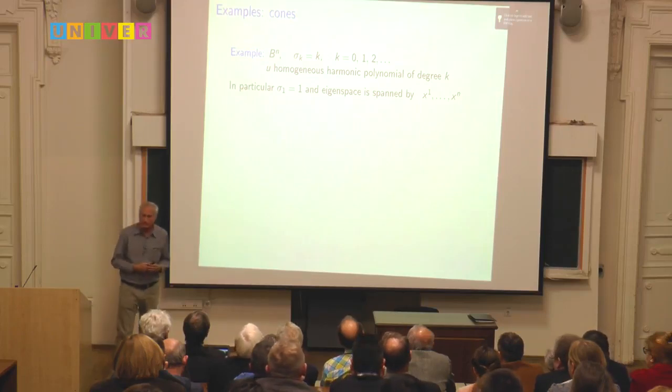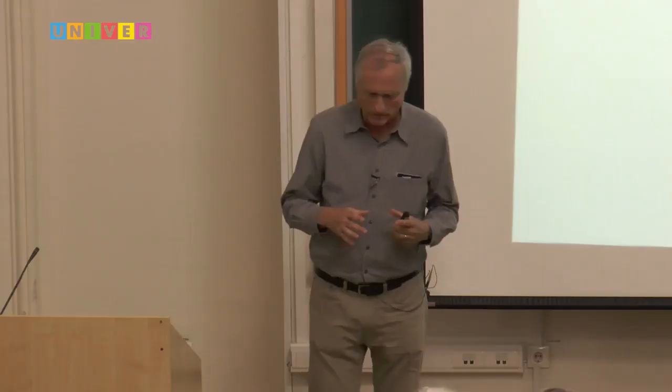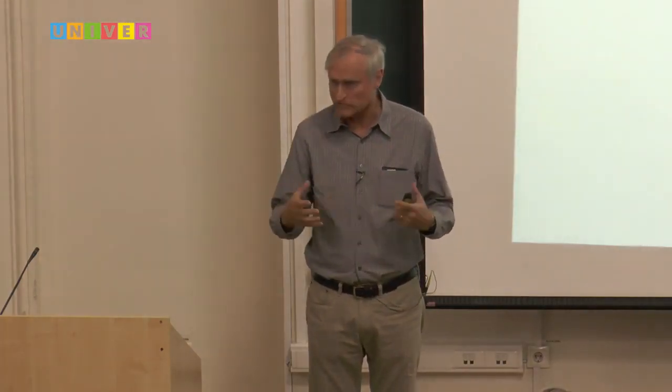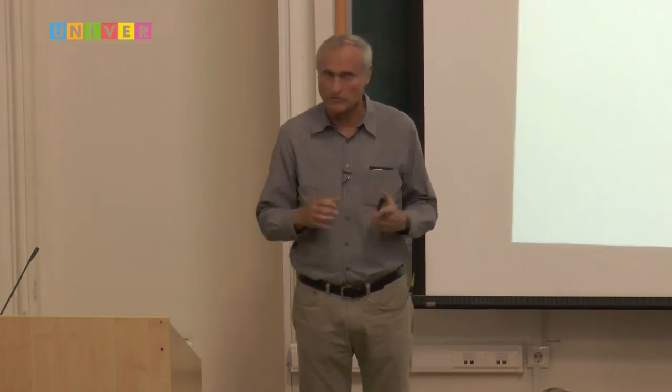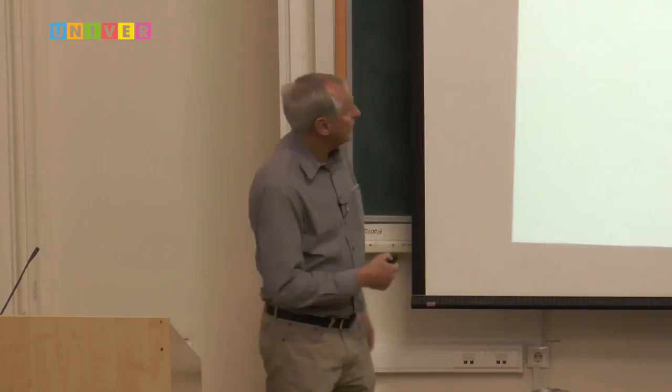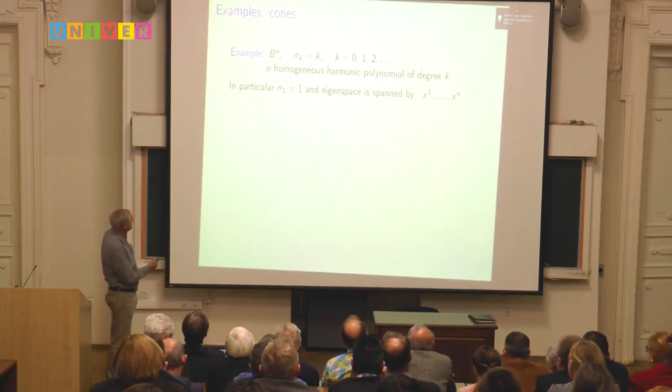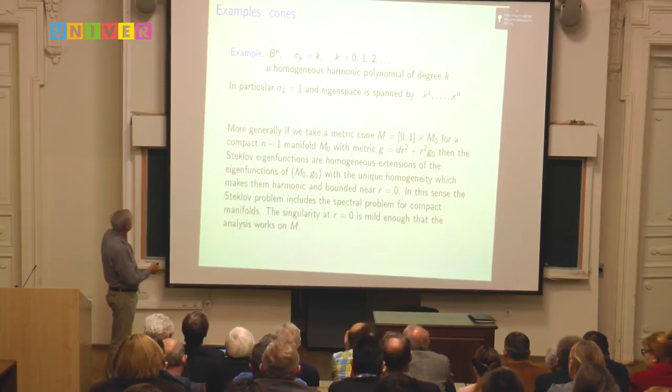And if you've ever studied eigenvalue problems, you know that the eigenvalues of the unit ball for the Dirichlet or Neumann problem are a lot more complicated than that. They involve Bessel functions, the special functions, and so they're not explicitly computable. They have to be approximated. So for this type of domain, particularly the ball, the Steklov spectrum is particularly simple.